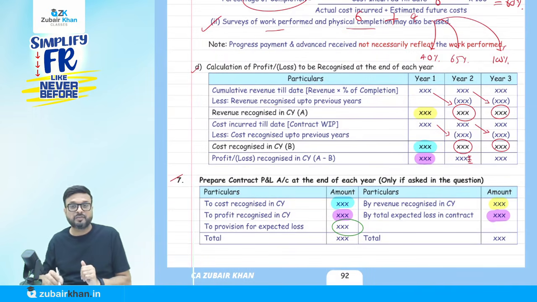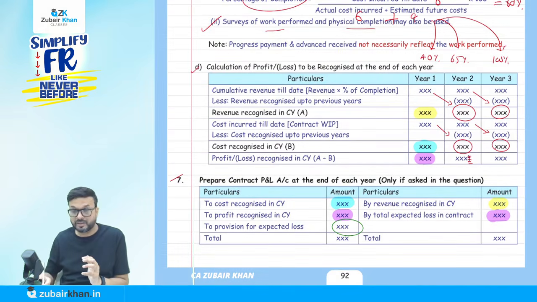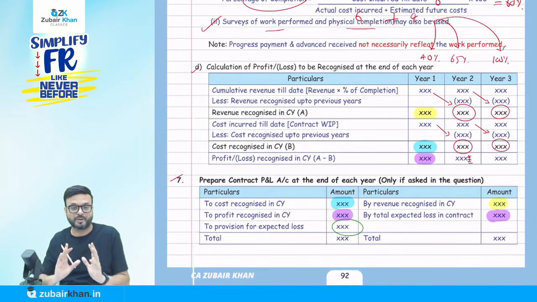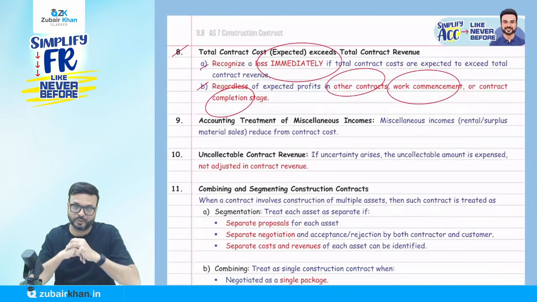Suppose the total expected loss is 5 crore and I have recognized only 3 crore. Then I have to make a provision for 2 crore, so my total loss will come to 5 crore. Whatever loss is going to happen in future has to be recognized now. Why? Due to the conservatism approach.